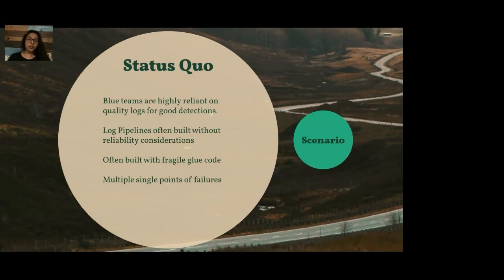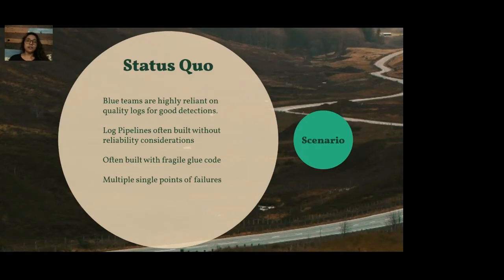Log pipelines are often built without reliability considerations as well. It's literally purely built for functionality a lot of the times, and quality assurance and reliability generally becomes an afterthought, which is kind of funny and ironic because with regular development practices, the problem seems to be of the opposite nature, where it's security that's coming in as an afterthought, and reliability and so on are generally very well thought of in the design process.